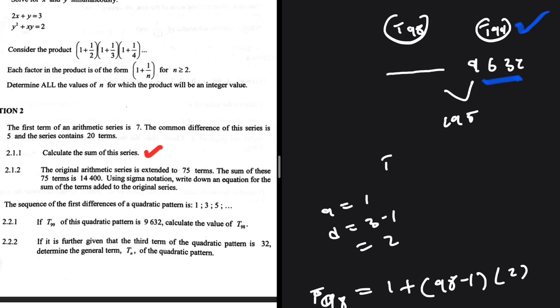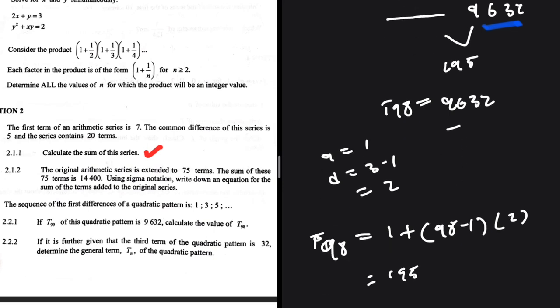So T98 is going to be 9632 minus 195. This is equal to 9437. So there we go. This is T98.